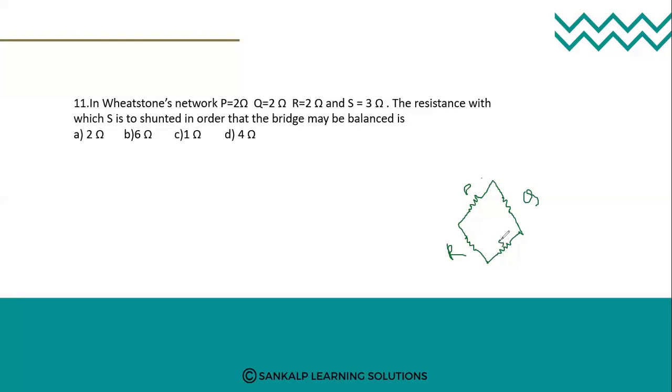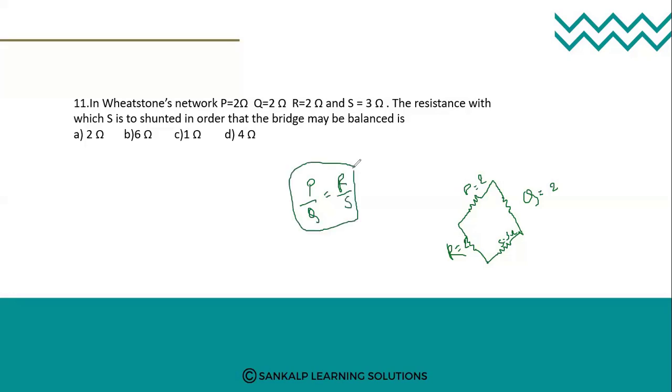So here P is equal to 2 ohm, Q is also 2 ohm, R is 2 ohm, and S is 3 ohm. The resistance with which S is to be shunted in order that the bridge may be balanced. So here P, Q, R, S, all are 2 ohm, but S is 3 ohm. The Wheatstone network is balanced when P by Q is equal to R divided by S. When this is equal, we can say that the bridge is balanced.